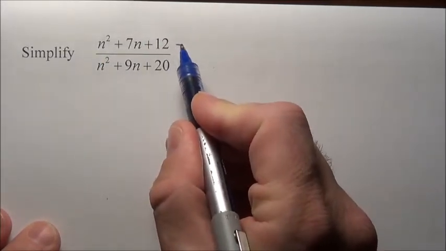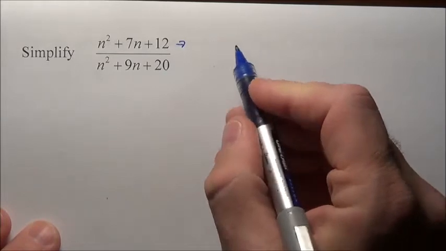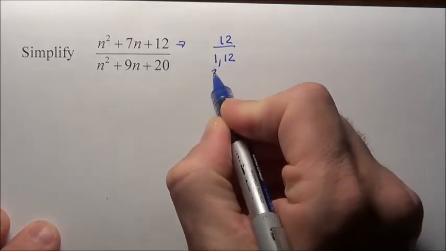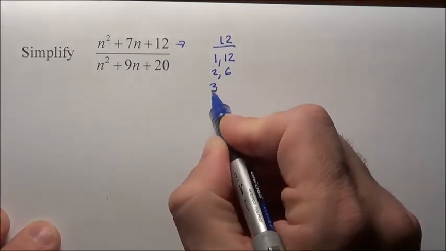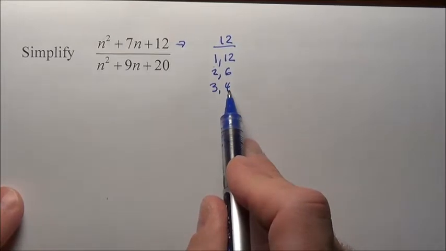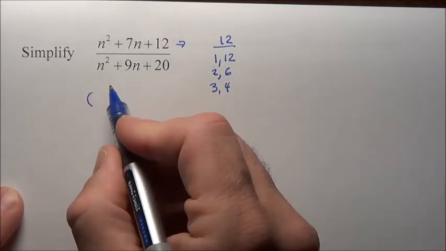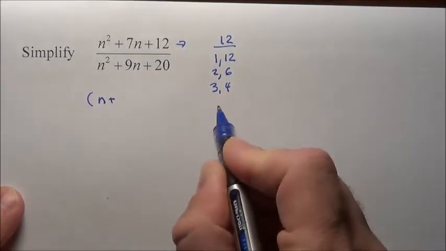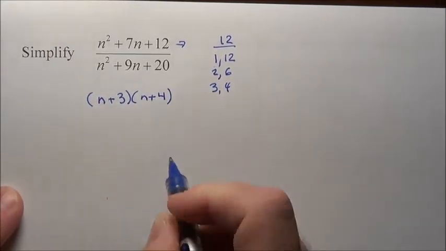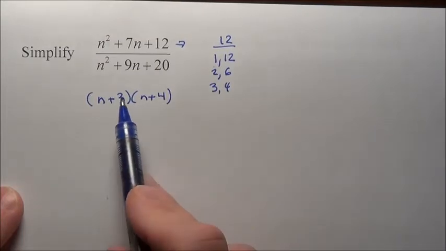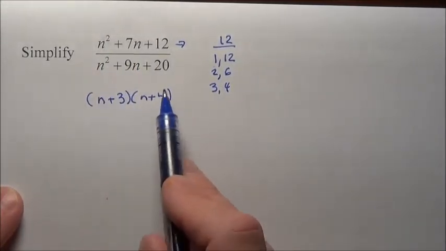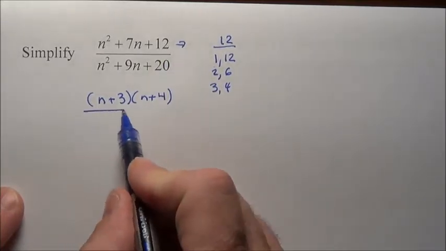You simply take this guy, and we have to think of the factors of 12. Factors of 12 are going to be 1 times 12, 2 times 6, 3 times 4. Which of these can combine to give me a 7n? The 3 and the 4. So we know that the top here breaks down to an n plus 3 times an n plus 4. We should be able to do that. Notice you have 3n, 4n, that gives you 7n. N times n is n squared. 3 times 4, 12. So that's what's on top.